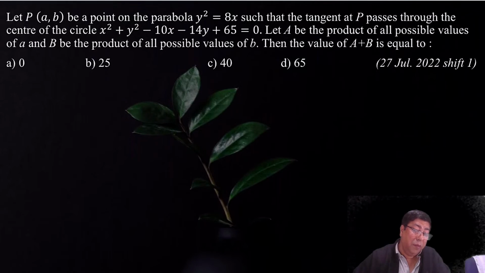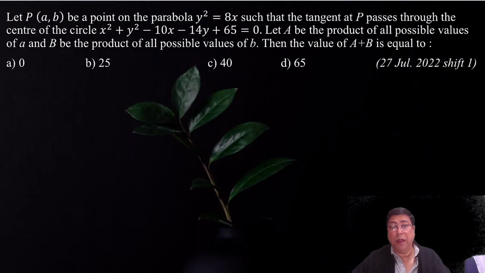Let P be a point on the parabola y square equal to 8x such that the tangent at P passes through the center of the circle. Let A be the product of all possible values of a and B be the product of all possible values of b, then the value of A plus B is. How to solve this sum?